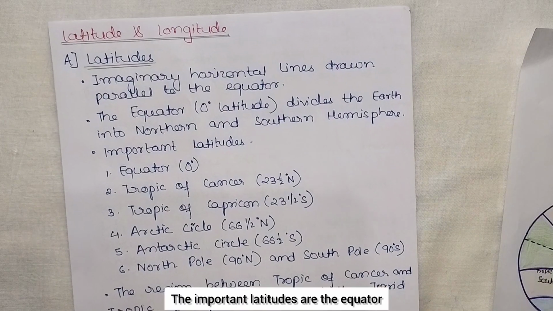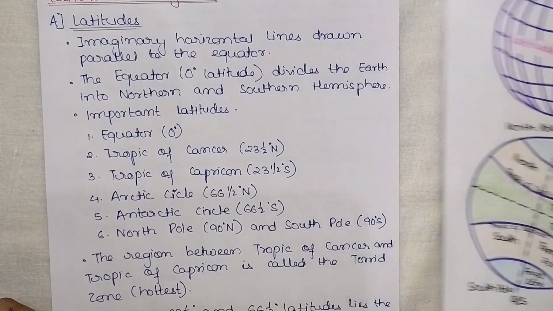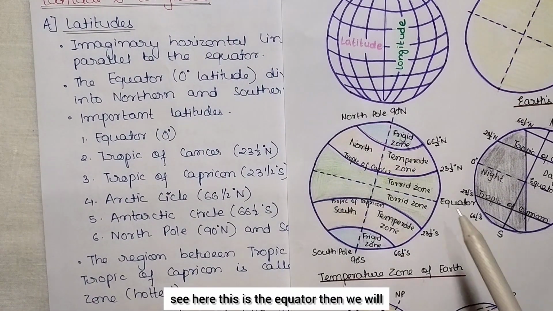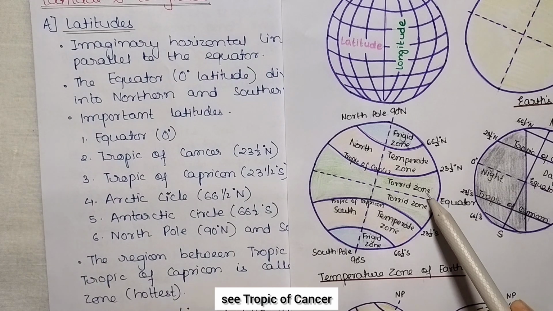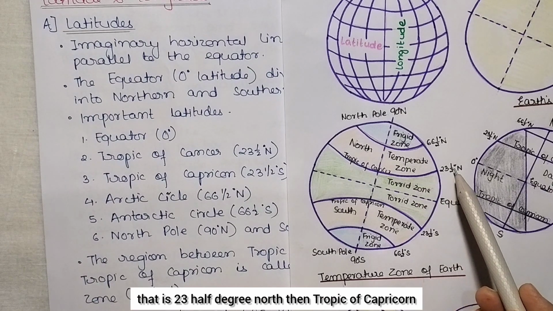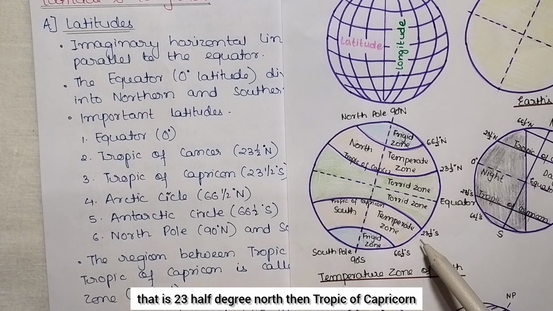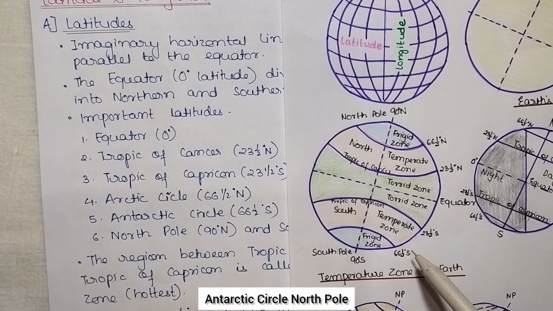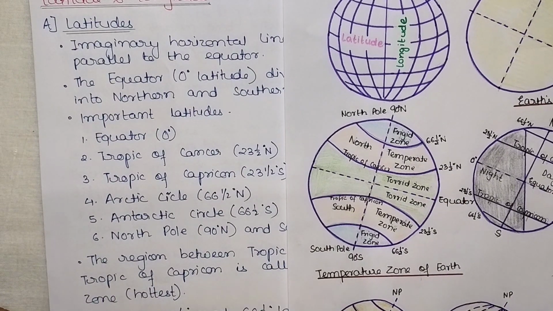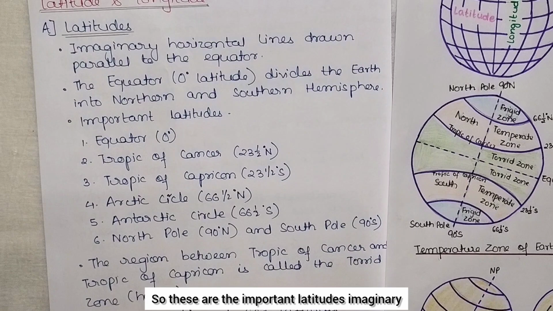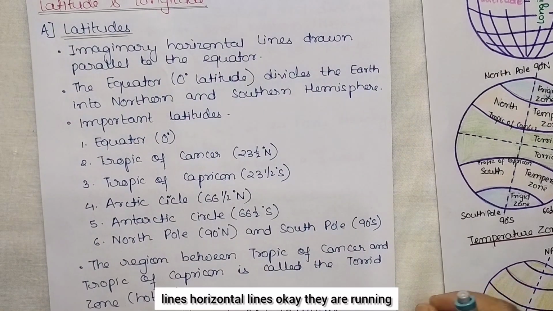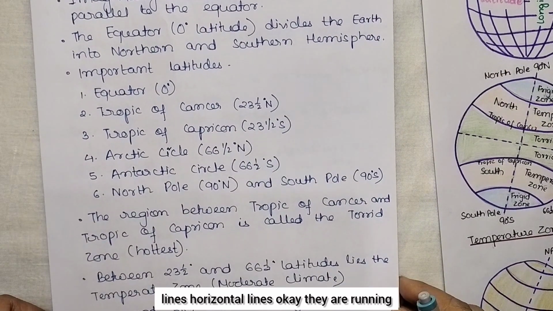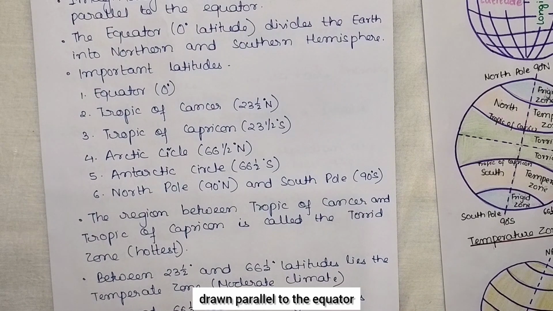The important latitudes are the equator. See here, this is the equator. Then we have the Tropic of Cancer, that is 23½° north. Then Tropic of Capricorn, that is 23½° south. Arctic Circle, Antarctic Circle, North Pole and the South Pole. Okay, so these are the important latitudes, imaginary horizontal lines drawn parallel to the equator.